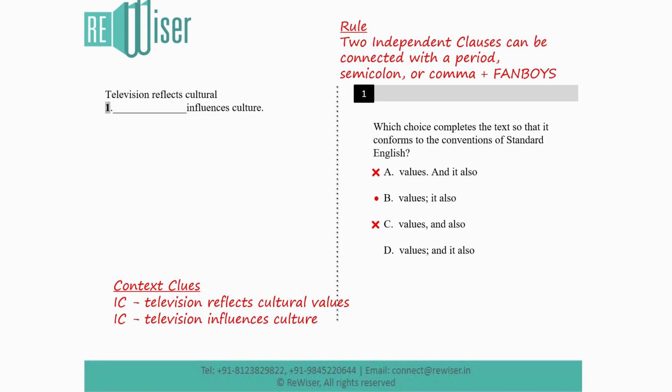And option D clearly states that it's using a semicolon and a fanboys conjunction. The rule tells you that we have to use a comma plus fanboys to join two independent clauses, or a semicolon to join two independent clauses, or a period. Option D uses a semicolon plus the fanboys, which is totally not acceptable. So option D can be eliminated by the process of elimination. So we are left with option B, in which two independent clauses are connected to each other using a semicolon.